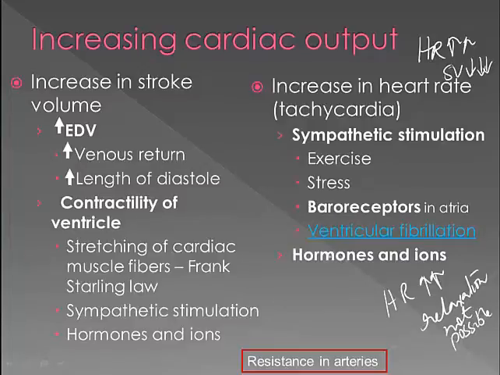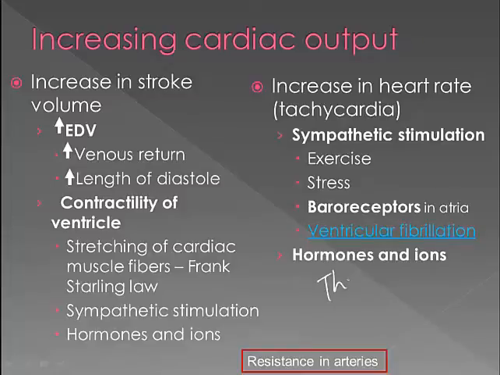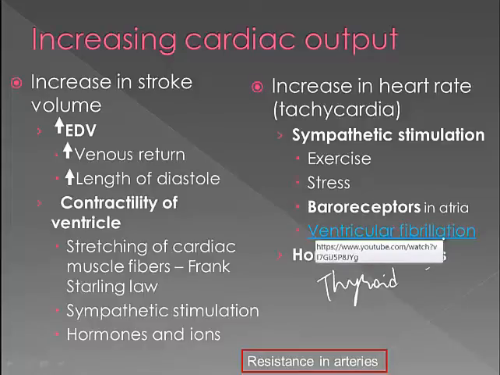And then we have hormones and ions. The hormone is thyroid hormone, which increases the basal metabolic rate. So it helps to increase the heart rate, and it also makes the receptors more sensitive to the effects of epinephrine and norepinephrine. And then we have ions. Calcium again would increase the heart rate, as well as calcium helps to increase the contractility of the ventricle. So let's look at this situation of ventricular fibrillation.